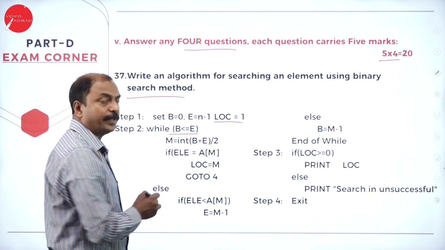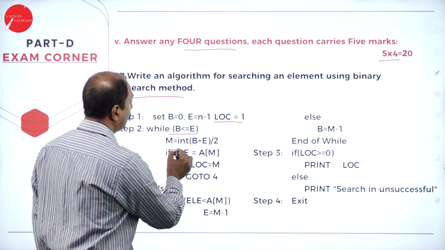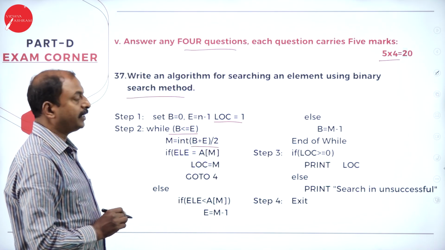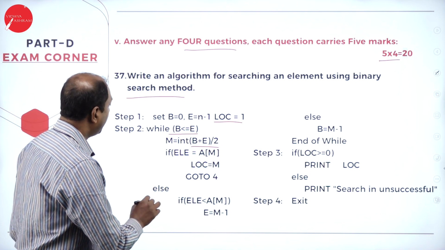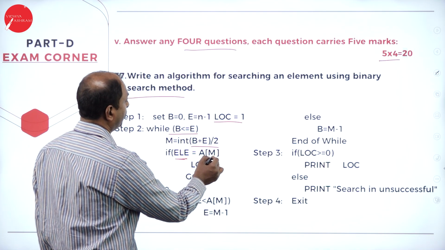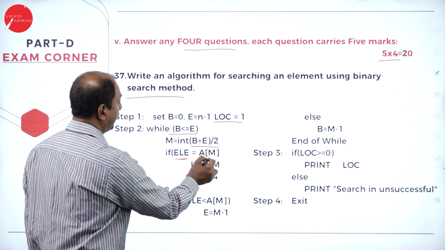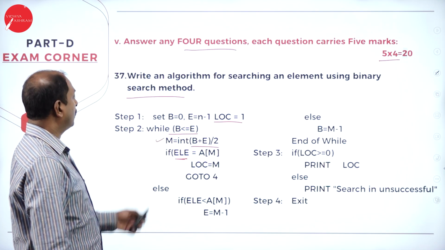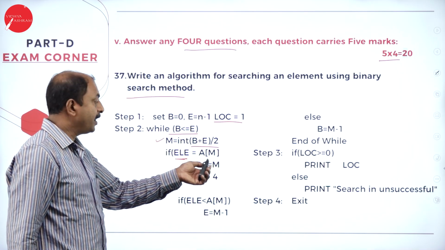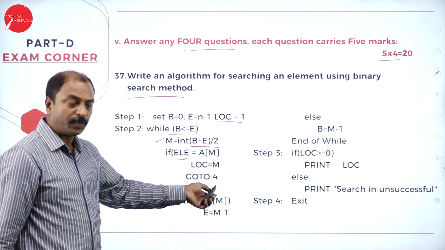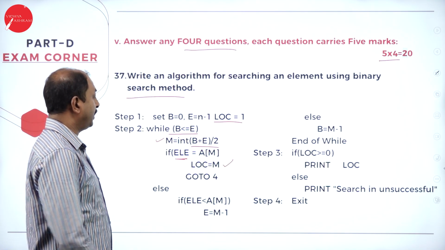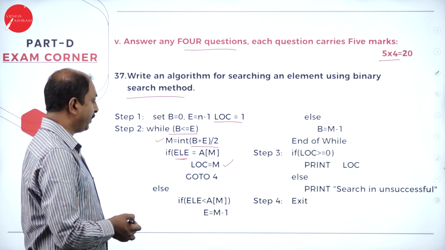So we have to find the middle element of an array. m equals (b plus e) divided by 2. We are comparing the element you have searched for, that is ELE, with A of m. So A of m is the middle element of the array. And if it is equal, we have to note down the location of the middle element, and then come out of the program.